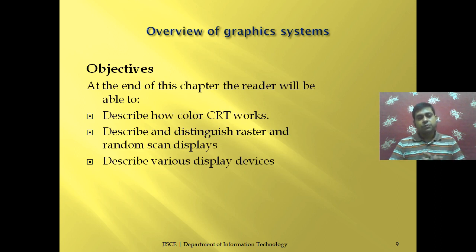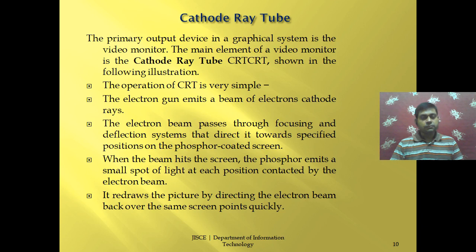Now let's describe the graphics system. There are a few objectives. First, to describe how a color CRT works. Then, we'll describe and distinguish raster and random scan displays along with various display devices. So first of all, we'll put light on the cathode ray tube.